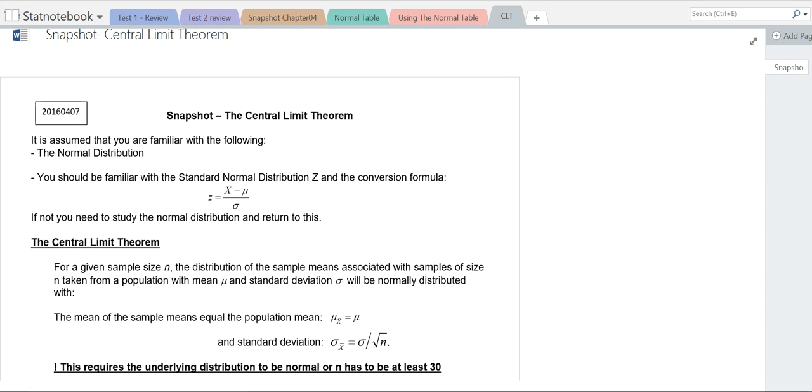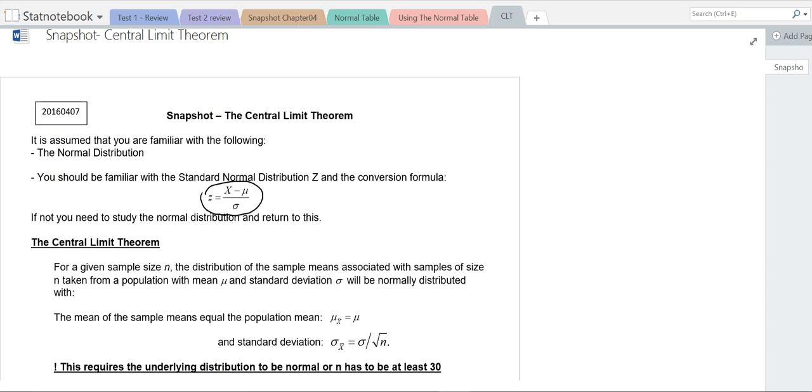Hello everybody, this is a snapshot worksheet on the central limit theorem. It is assumed that, one, you are familiar with the normal distribution and how to work with the standard normal distribution, in particular taking a distribution and converting over to the standard normal distribution by utilizing the z-score formula. You subtract the mean and you divide by the standard deviation.